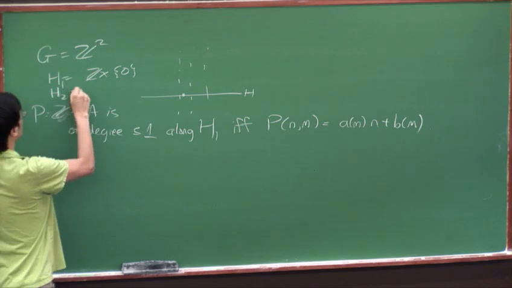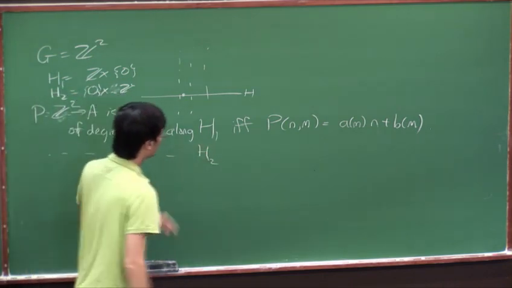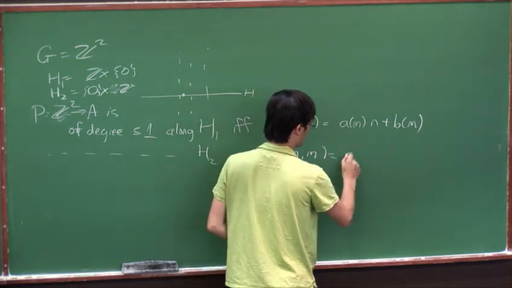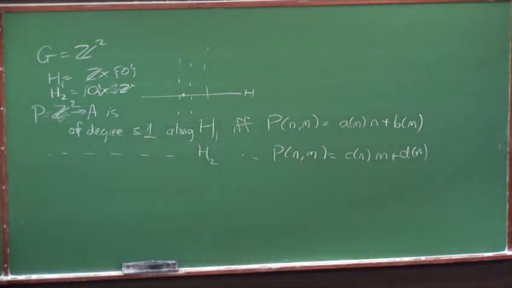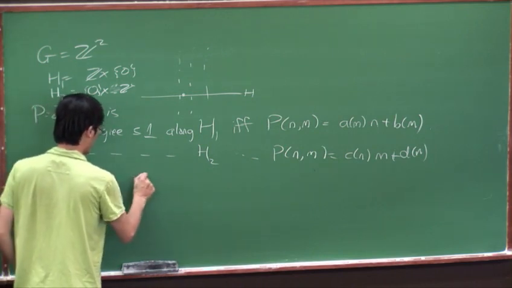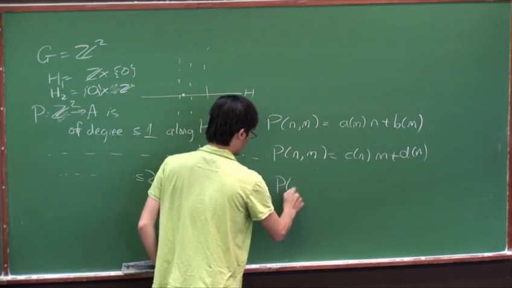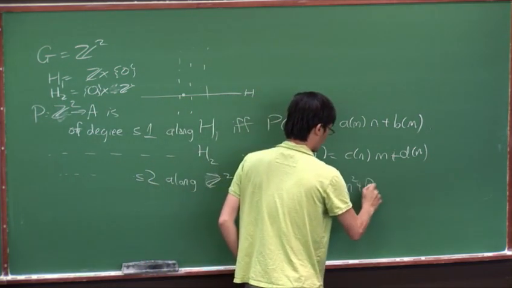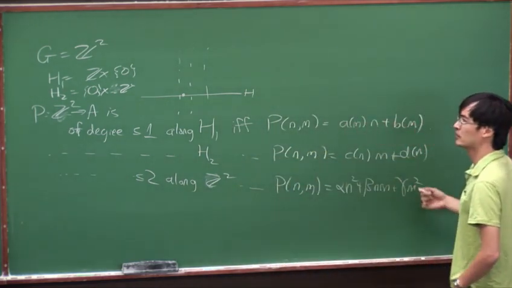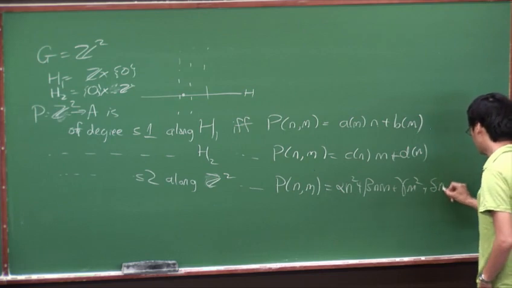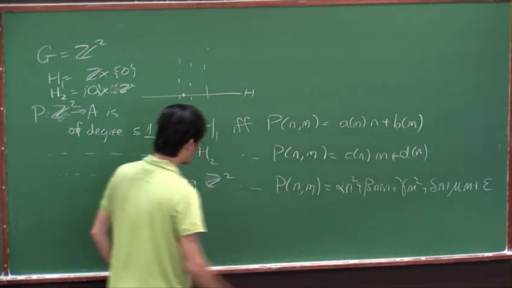And then of course, completely analogously, you take the vertical line. Being linear in H2 means that you have a representation of the form, let's say, c of n times m plus d of n. So being linear in the vertical direction means that you have a structure like this. And then finally, being of degree 2 along the whole group, along all of G, means that you're a quadratic polynomial. Let's say A is 2-divisible, otherwise you need the binomial coefficients. So this is what it means to be of degree 2.